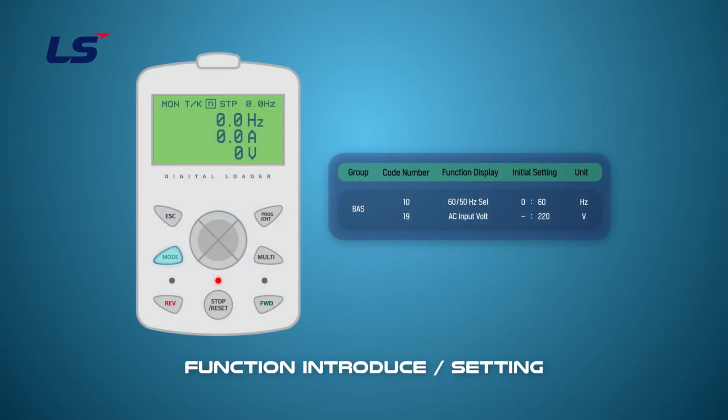You can set the input power frequency and input power voltage according to your input power environment in BAS 10 and 19.